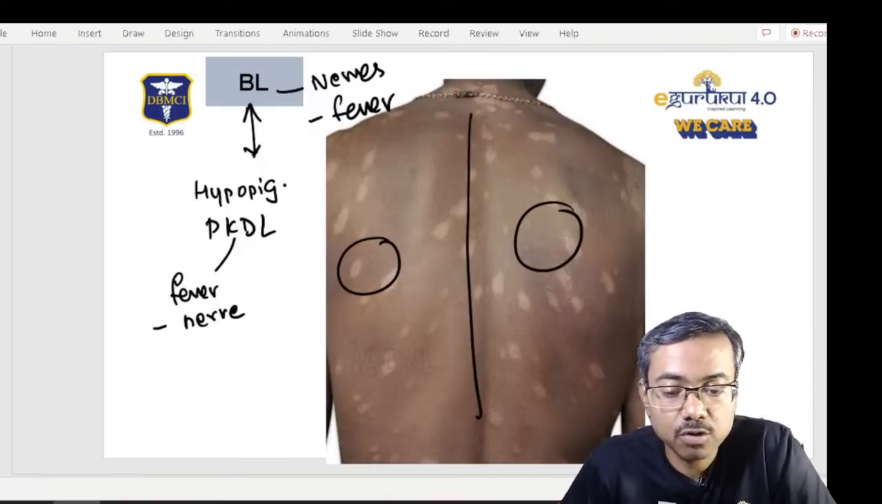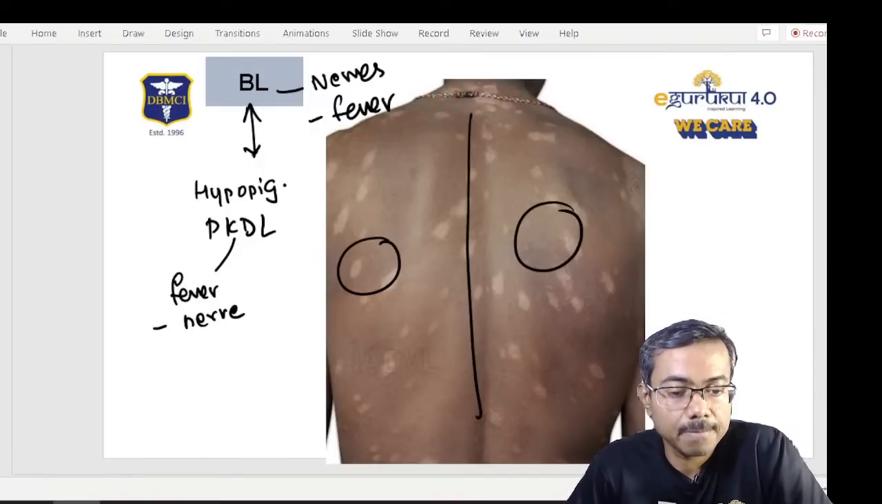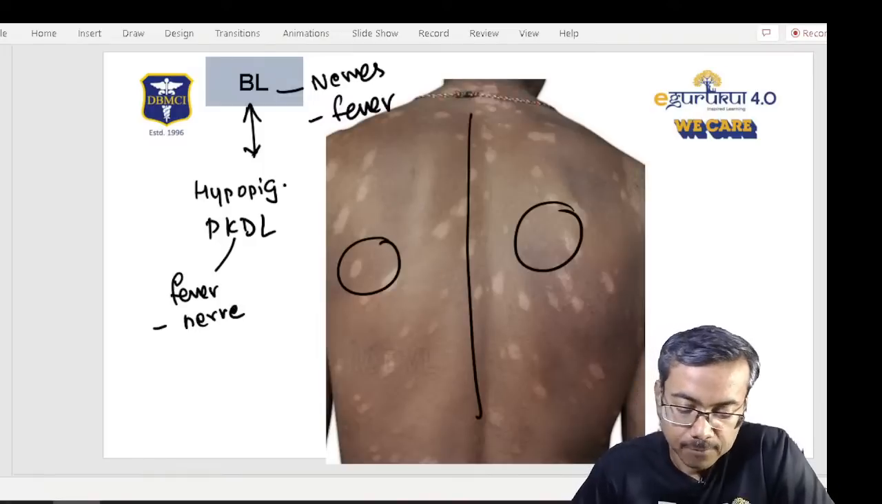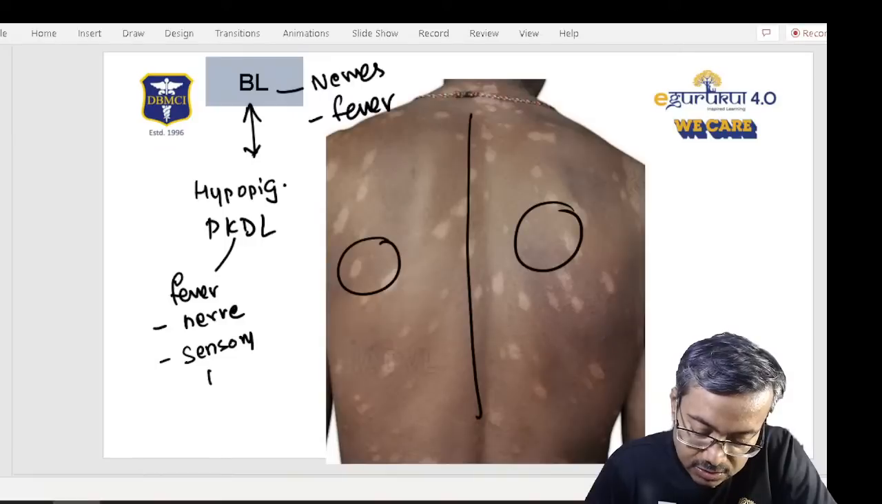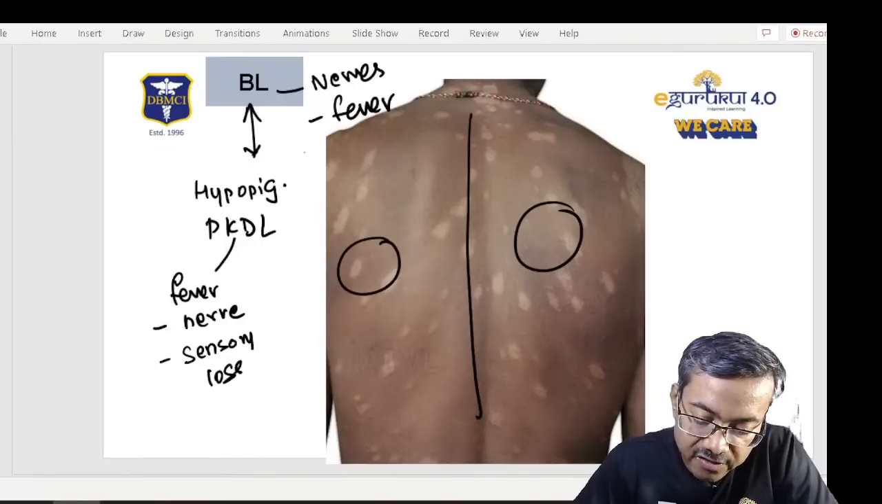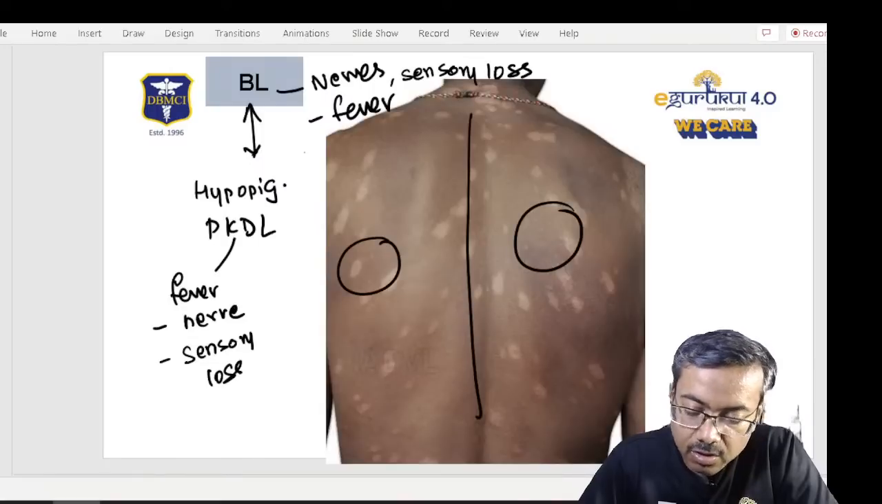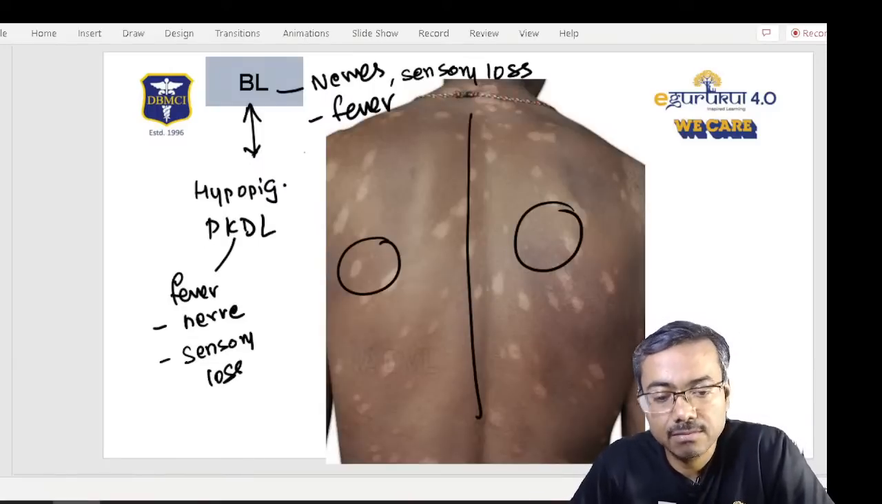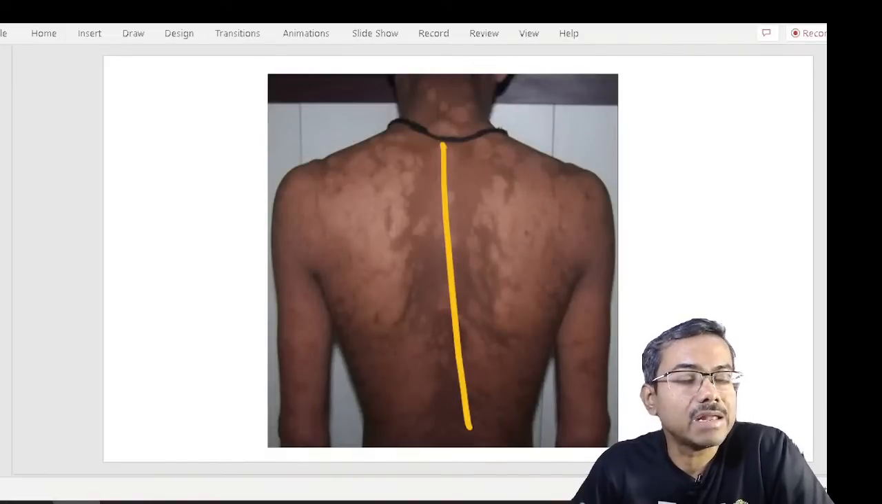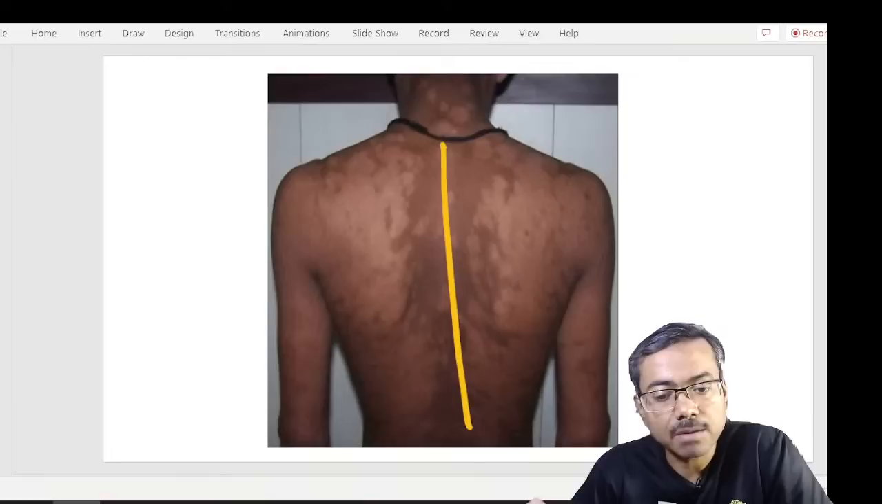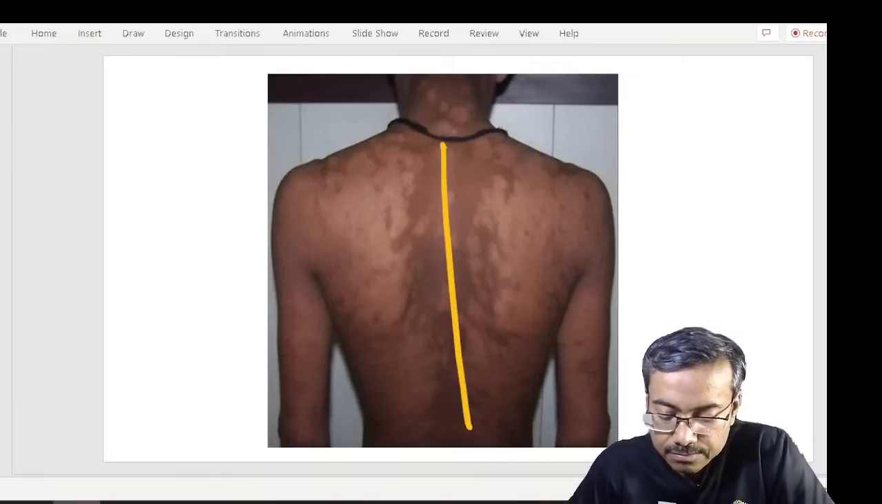Both are from Bihar, UP. Got it? Obvious. Okay. Here minus sensory loss. There's no sensory loss. This is going to have nerves and sensory loss. Got it? Got the difference between BL Hansen's and PKDL? Okay. Again, this is the same. Bilaterally symmetrical, almost symmetrical patches. But this is either BL or hypopigmented PKDL, both are possible.